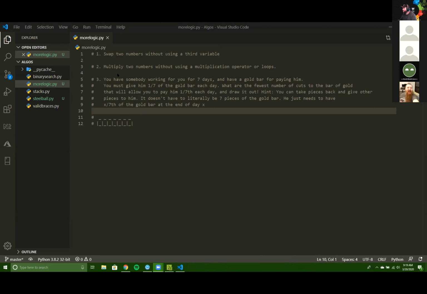Cool. Breakout rooms. So you can do like 8 pieces and then take 1 piece back from him. Well, there's only 7 pieces. 1, 2, 3, 4, 5, 6, 7. Yeah. But yes, you can give him pieces and take them back to give him other pieces. He just needs to be able to go home with a certain amount of gold each day, and he'll come back with the gold you gave him previously. So at the end of the week, you'll get 7 pieces, one full bar. Yes. Okay.